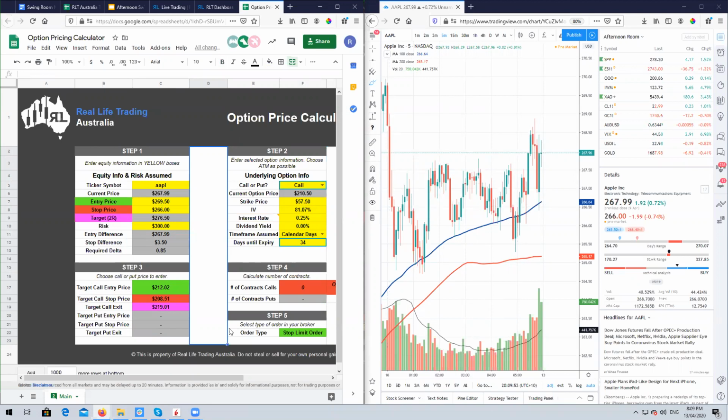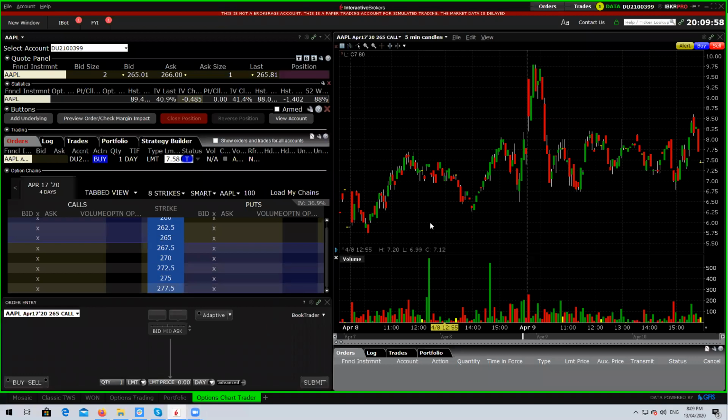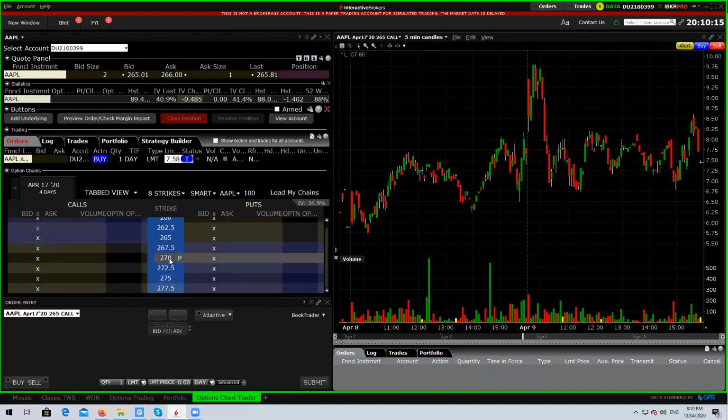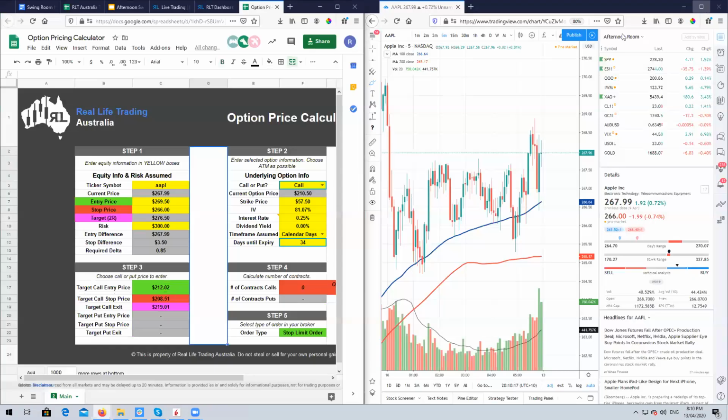So the call option, right? The call option we were looking at, we'll come back to Interactive Brokers. So we wanted to find, sorry, I'll come back to here. We wanted to find the closest strike price to our entry price, which is going to be $270 because it's $269.50, right? So $270 here, right? So we would change our strike price here to $270, right?